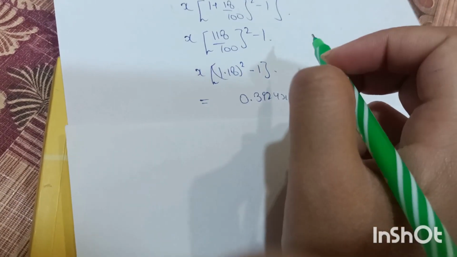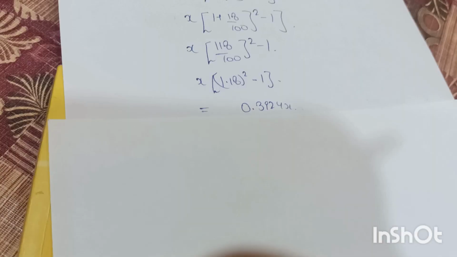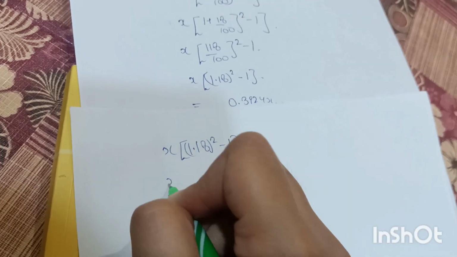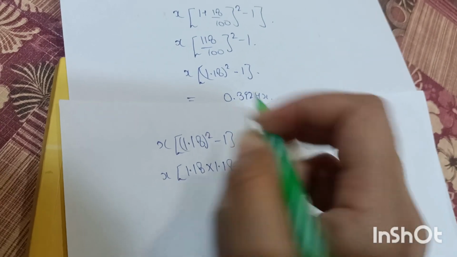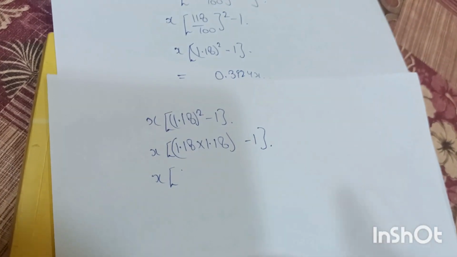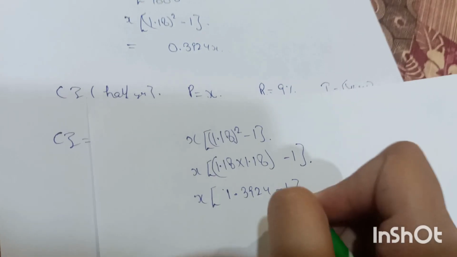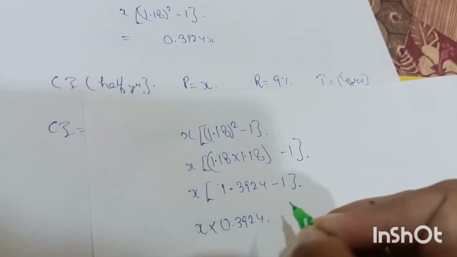For all those who have not understood how to solve it out, let me explain. You will solve like this. From here I am solving this out. You will solve like this. When you multiply it, you will get the value as 1.3924 minus 1. When you solve, you will get the value.